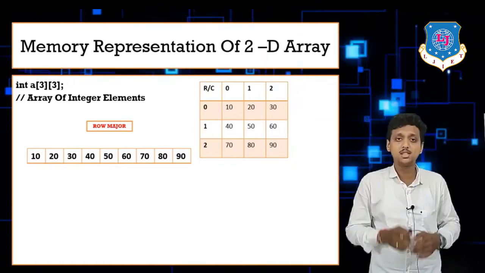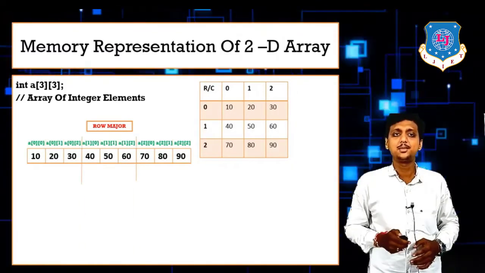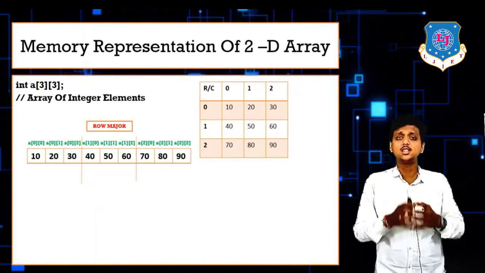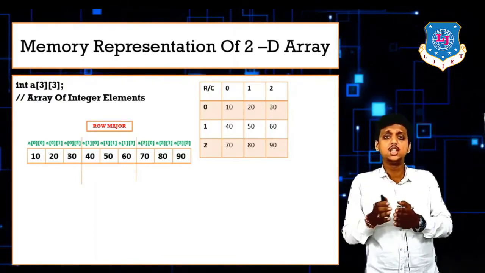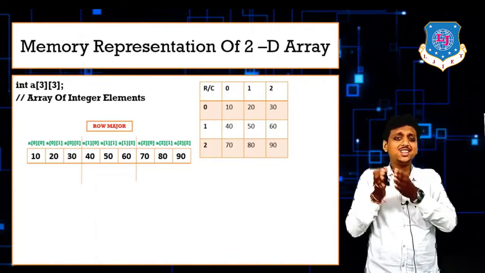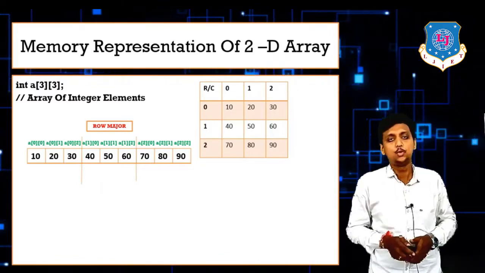And then what happens? The first element is 10, which is known as A of [0][0]. The next is 20, which is A of [0][1]. Third will become A of [0][2]. So when you are inserting the data row wise, then it becomes row major.